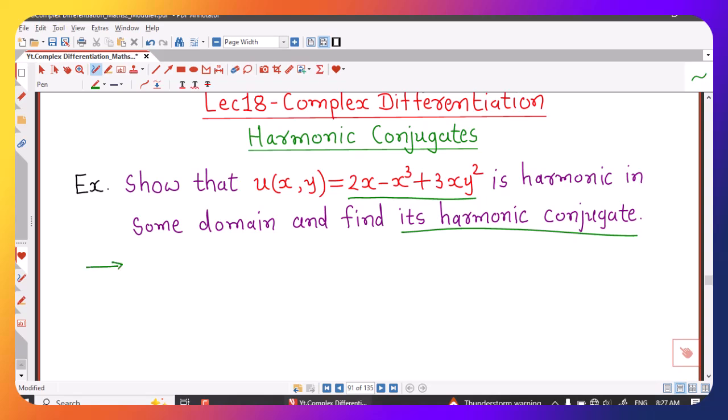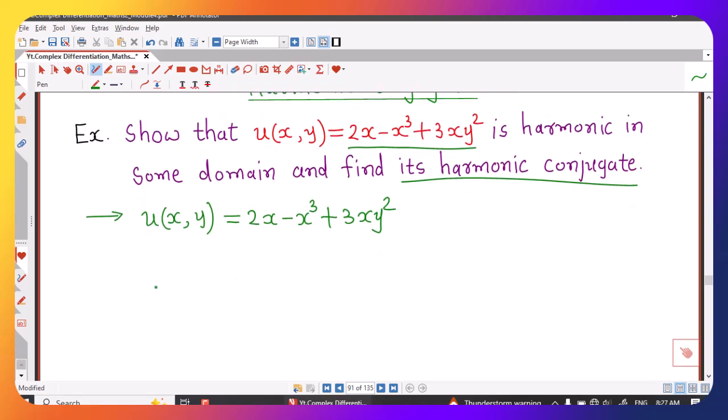So first we prove that the given function is harmonic in some domain. The given function is u equal to 2x minus x cube plus 3xy square. And to prove that this is harmonic, first we will require first and second order partial derivatives of u. If we differentiate with respect to x, then we have derivative of 2x is 2 minus derivative of x cube is 3x square, and here 3y square is constant and derivative of x is 1.